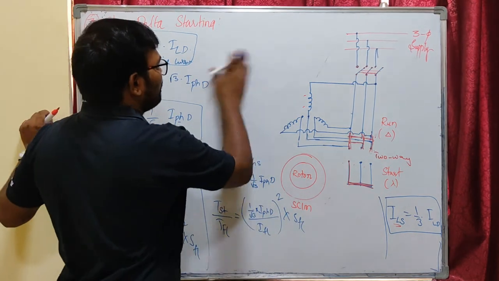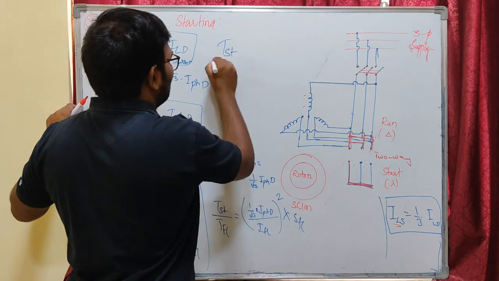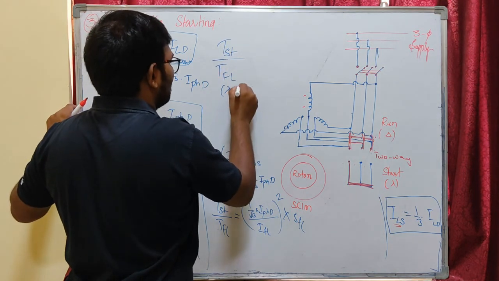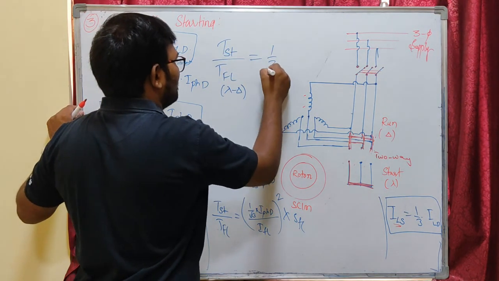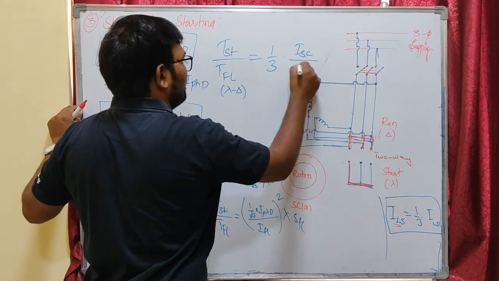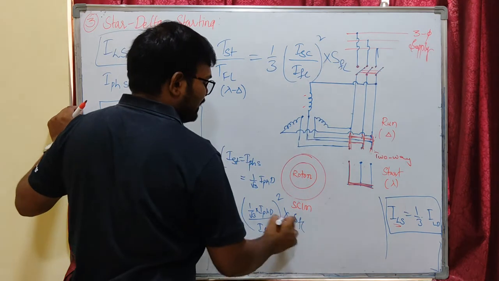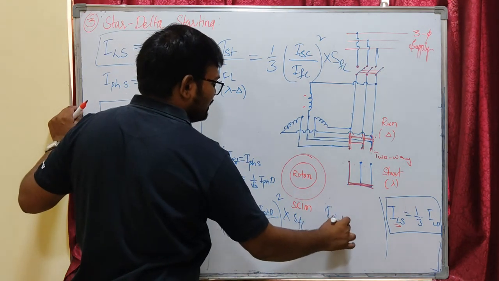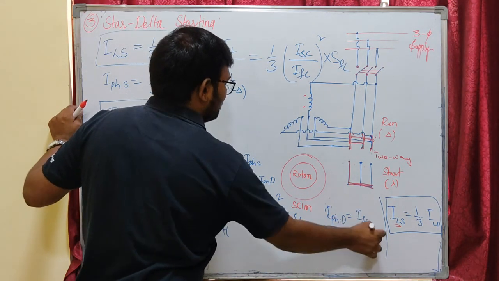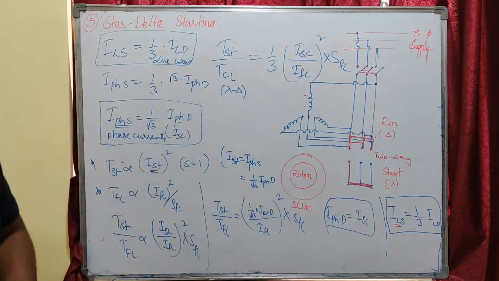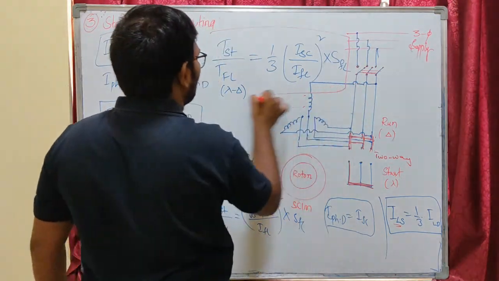So the whole expression for TST, starting torque to full load torque in the star delta connection starting, will be equal to 1 by 3 times ISC by IFL whole square into SFL. I can write the IPH, phase current in delta, equal to my short circuit current. Okay, so this is the expression for star delta starting.